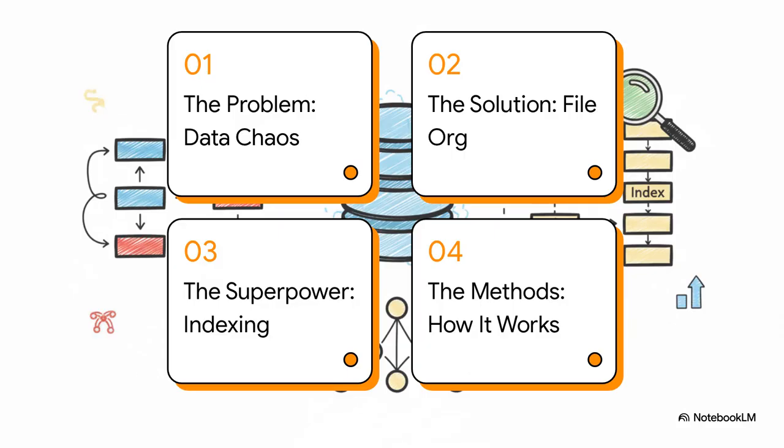So for this explainer, we're going to go on a little journey together. We'll start in that big, messy pile of data, the chaos. Then we'll bring some order to it with something called file organization. After that, we're going to give our database a genuine superpower called indexing. And finally, we'll peek under the hood to see how these indexes actually get the job done.